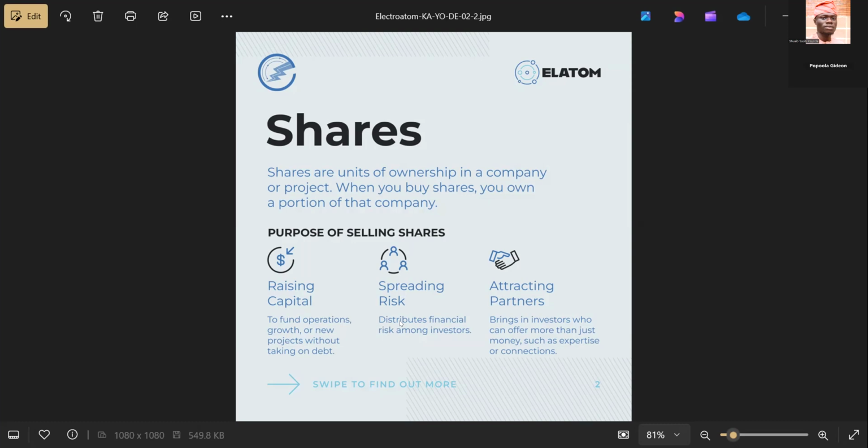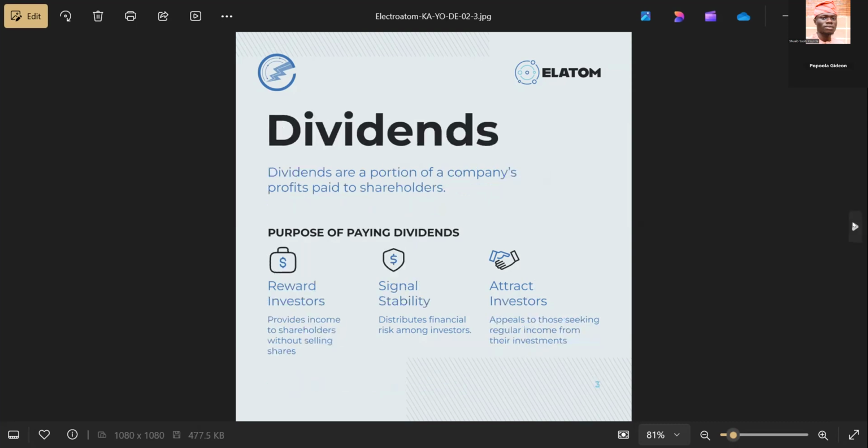So the purposes of selling shares mentioned here are just three. The first one is raising capital, the second one is spreading risks, and the third one is attracting more partners. So, can I know if you have any question, or you need any enlightenment about this before I proceed? No question so far, Mr. Kayode. It's well explanatory. Thank you.